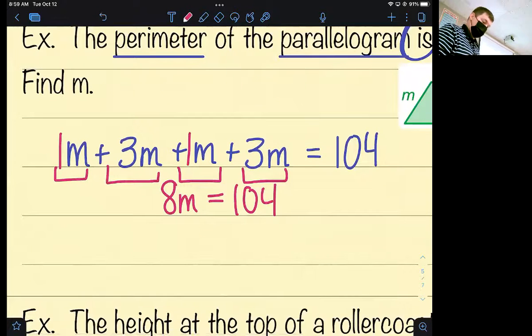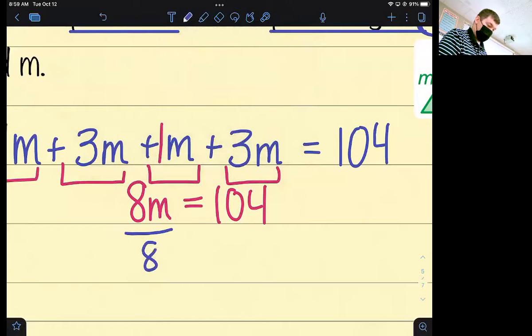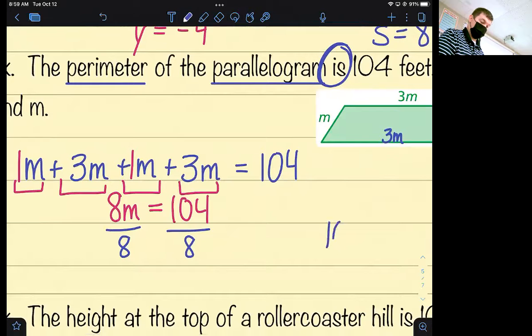Aiden, what do I do to solve this 8M equals 104 equation? Good. I don't know how many times 8 goes into 104 without doing it off to the side here. So this is my long division.